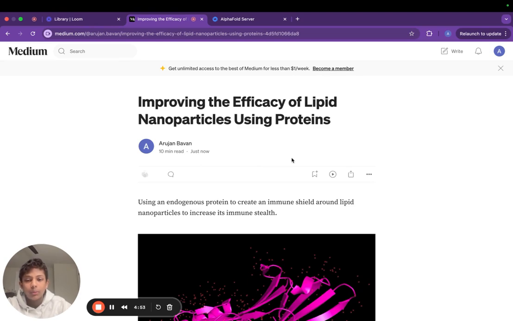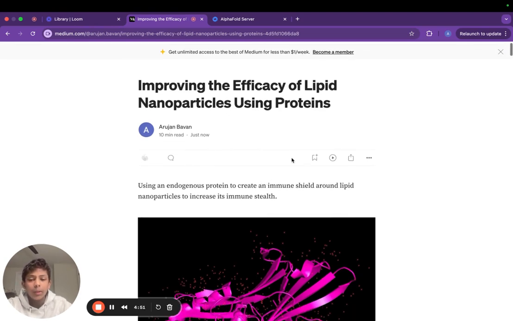I'm going to be showing you my article on improving the efficacy of lipid nanoparticles using proteins. So the problem is that nanoparticles aren't as efficient after their first use, and specifically lipid nanoparticles. This is because the immune system becomes used to them after the first essentially trial. And this makes it so that they're only effective on the first use for something like cancer therapy or gene therapy, where their normal use is.